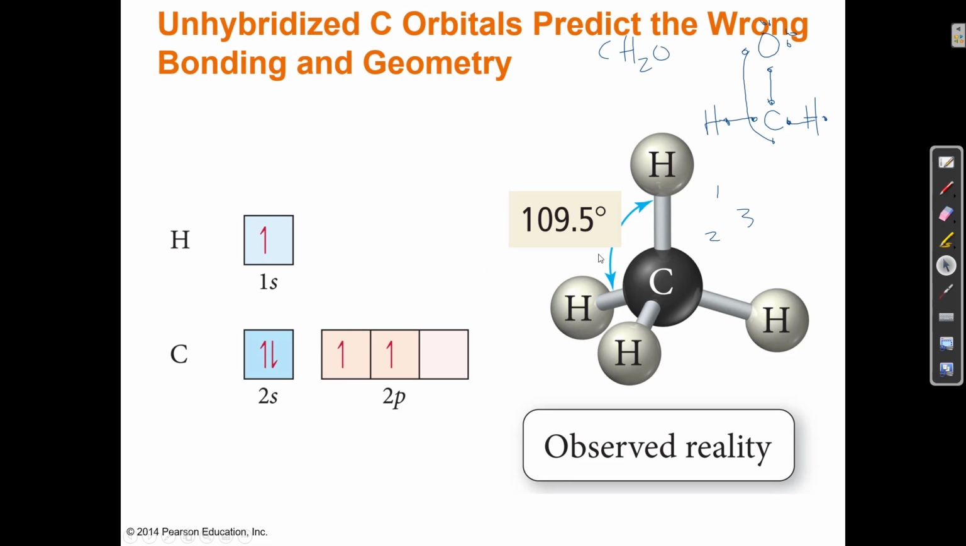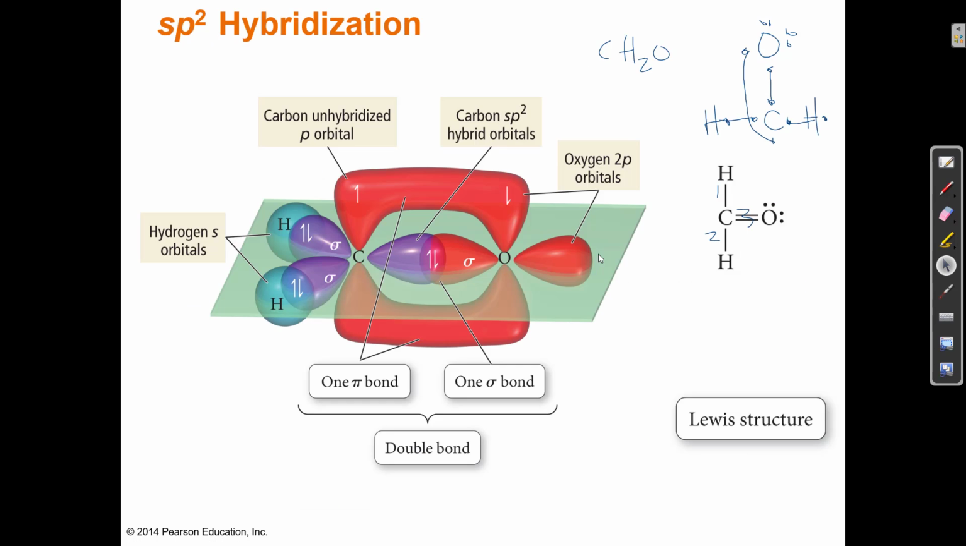And the bond angles are 120 degrees. So we can go back to our picture here. And we can say this is called trigonal planar. And these bond angles are all 120 degrees.